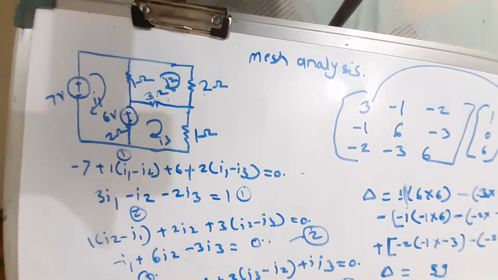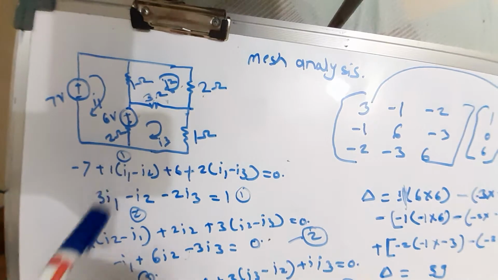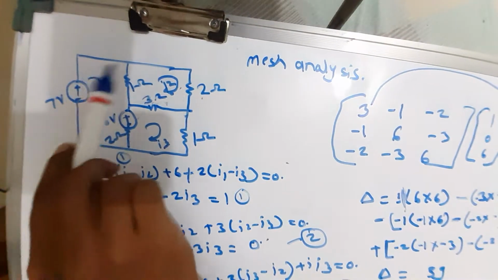Hello students, now we will start the mesh analysis using Cramer's rule. We have already studied two examples of mesh analysis and loop analysis. In this example, I will draw the circuit diagram.